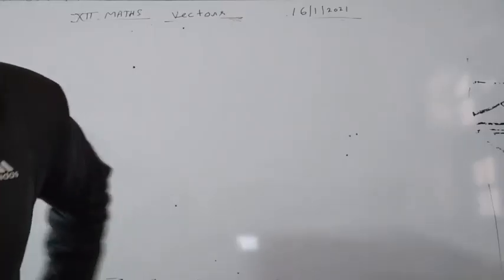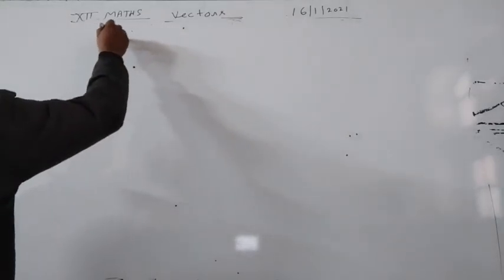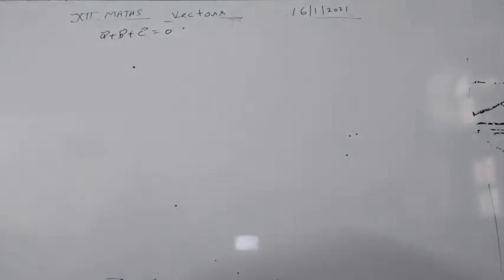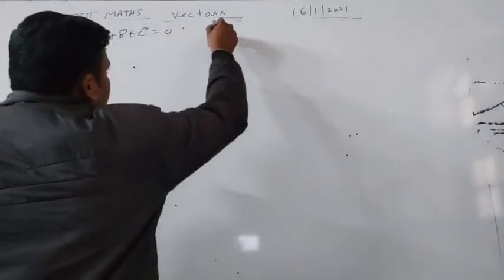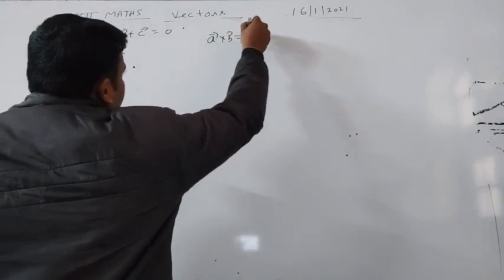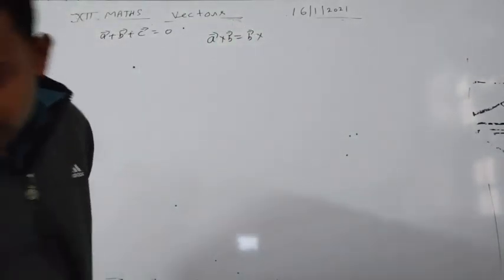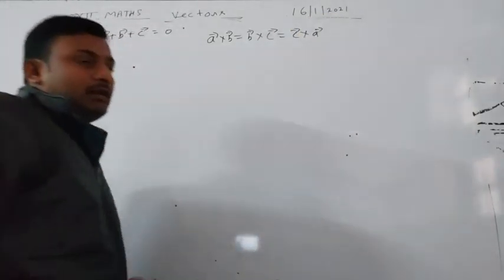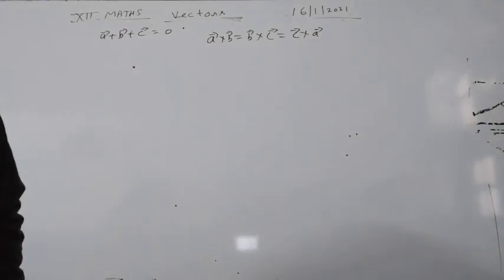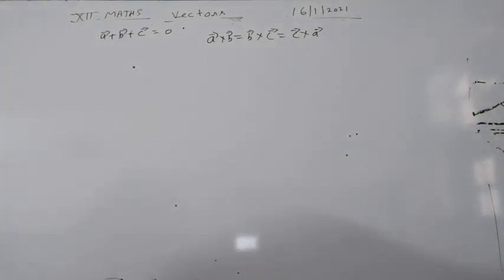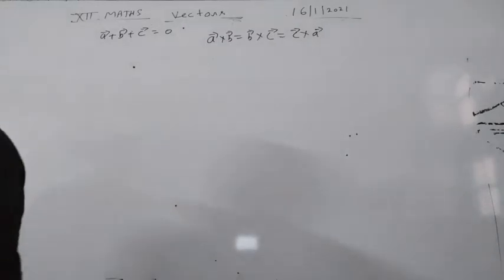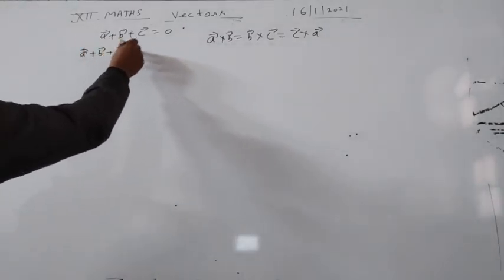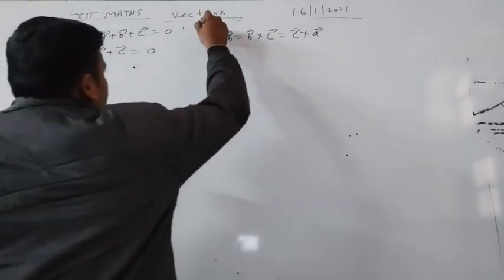The next question is, student, if vector A plus B plus C is 0, then prove that A cross B, B cross C and C cross A are equal. Okay student, this is our question and we have to show that. We are given A plus B plus C is 0, and we have to prove this part.